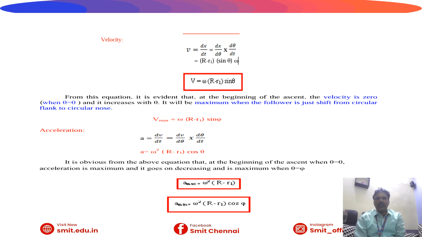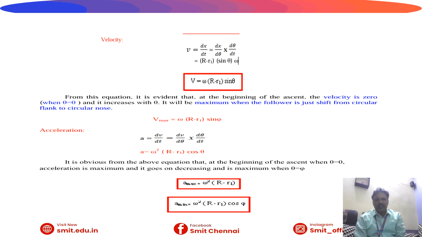Theta will be 0. It will be maximum when the follower just shifts from the circular flank to the circular nose. When it is shifting position, at that time it will be at its maximum. Velocity will be at the maximum point. That's why Vmax is equal to omega (r minus r1) sine phi.